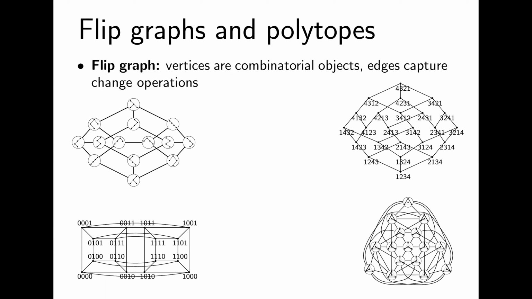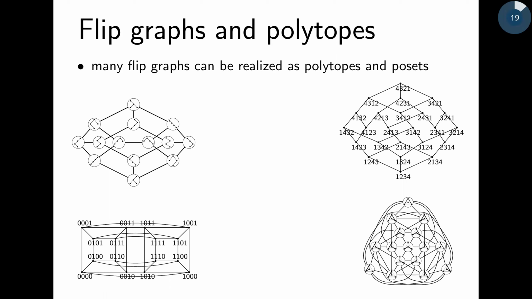And this is a huge variety of flip graphs. You can choose your favorite object and your favorite change operation, and based on this you get a flip graph. There are many different ways to do this, and therefore many different flip graphs you can get. And in many cases you get graphs that are interesting in the sense that this is not just some random graph, but they have a lot of structure. So often they can be realized as polytopes or equipped with some poset structure.